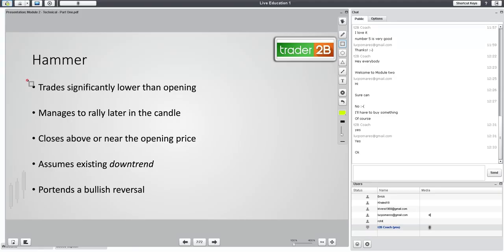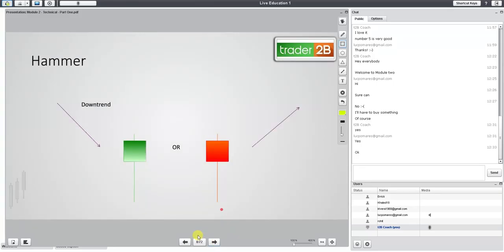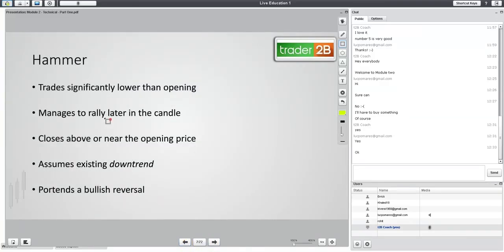Hammers trade significantly lower when their price is lower than the opening. So this basically refers to the direction of the candle. If we go over here, we can see that in a hammer pattern, the price is usually trending downwards. So when we see a pattern like this, it is typically indicative of a reversal, and more strongly when we see that it trades significantly lower than the opening price, right?